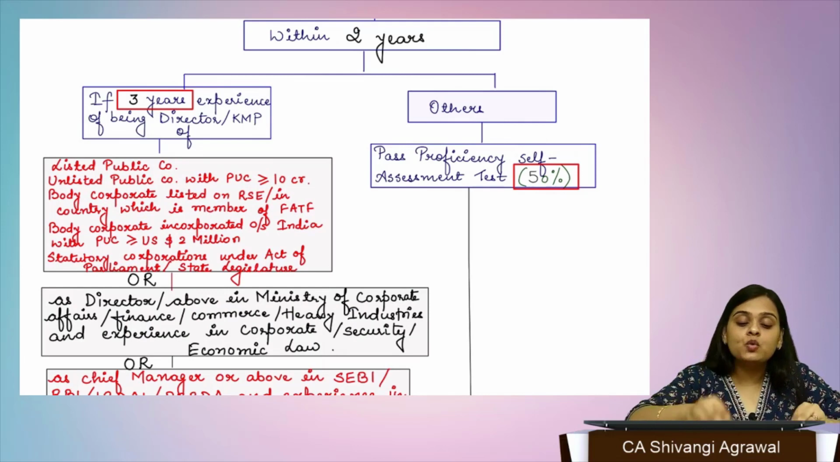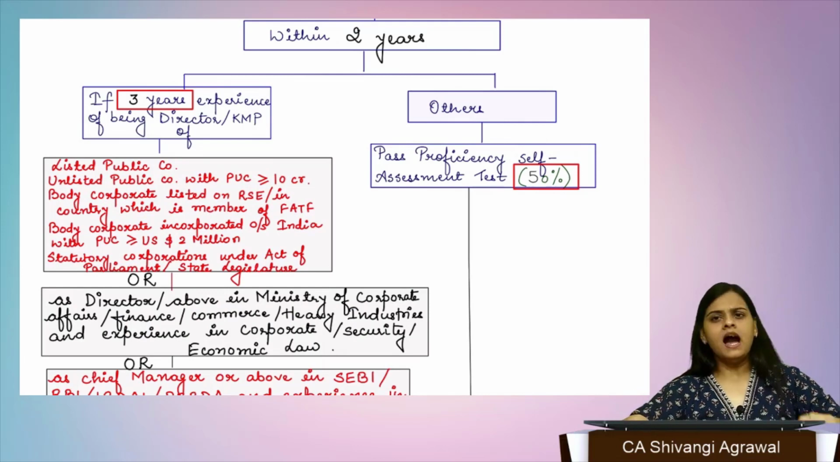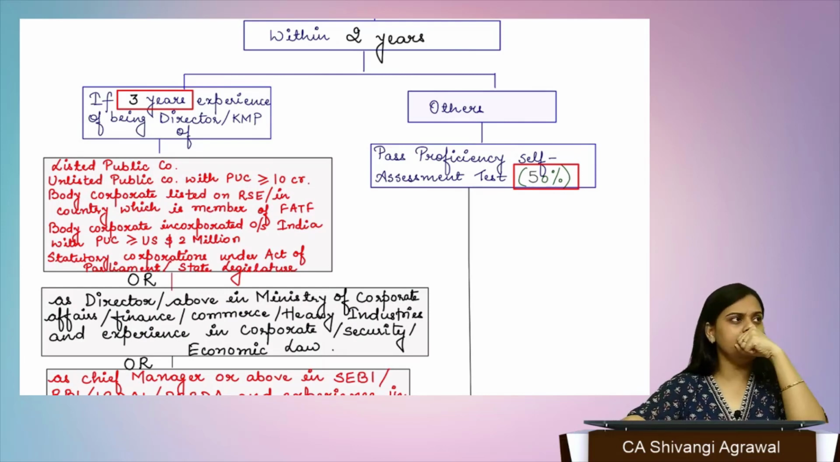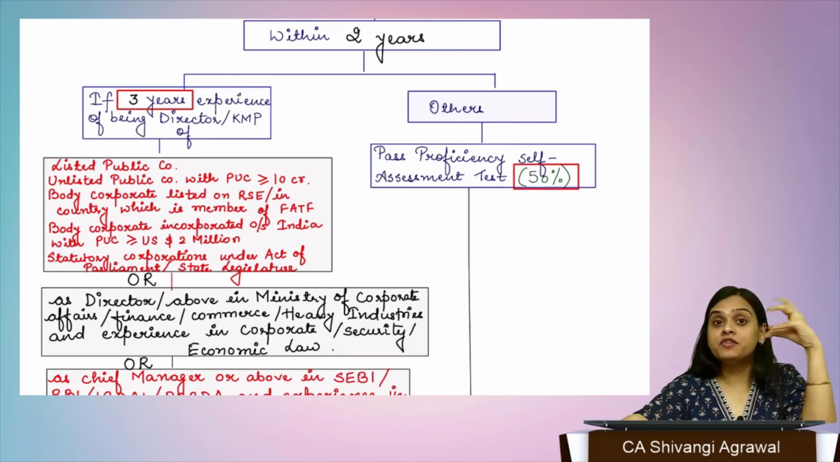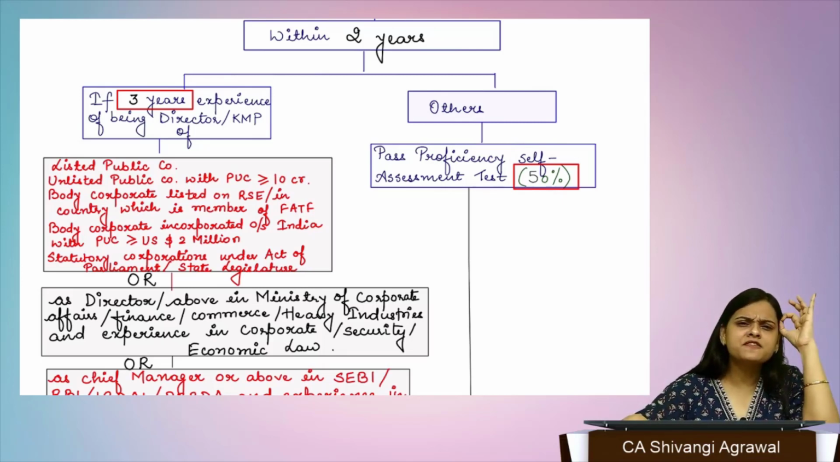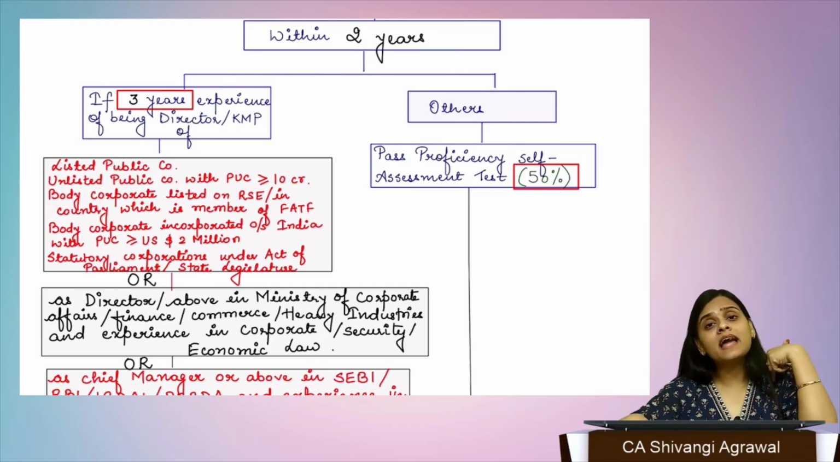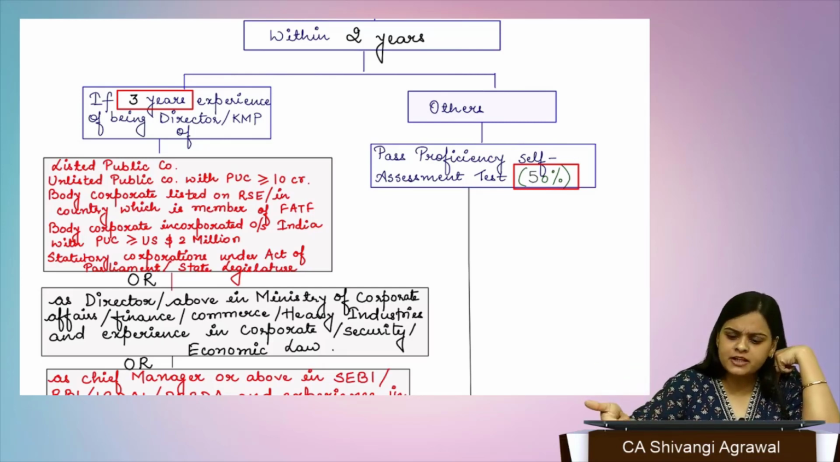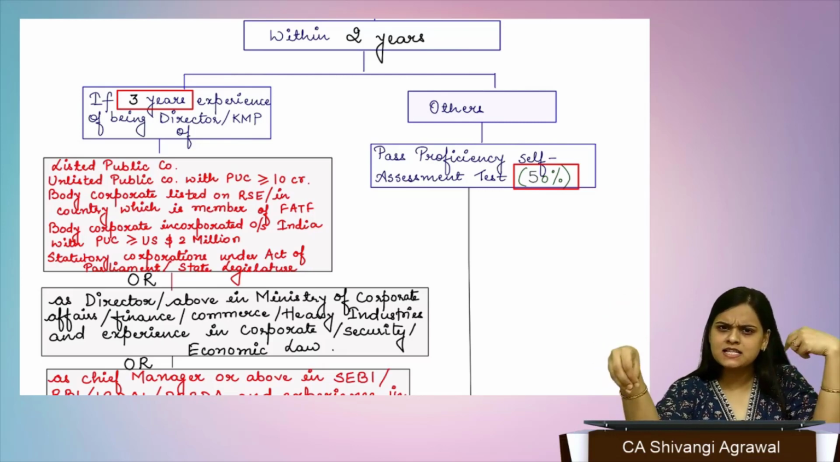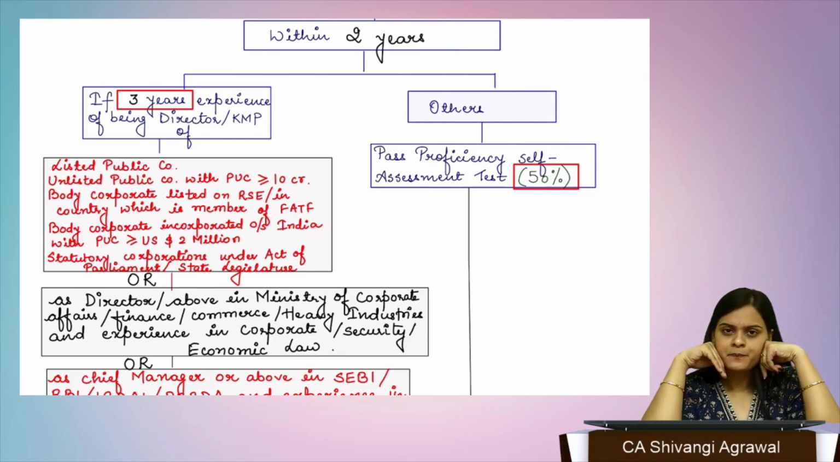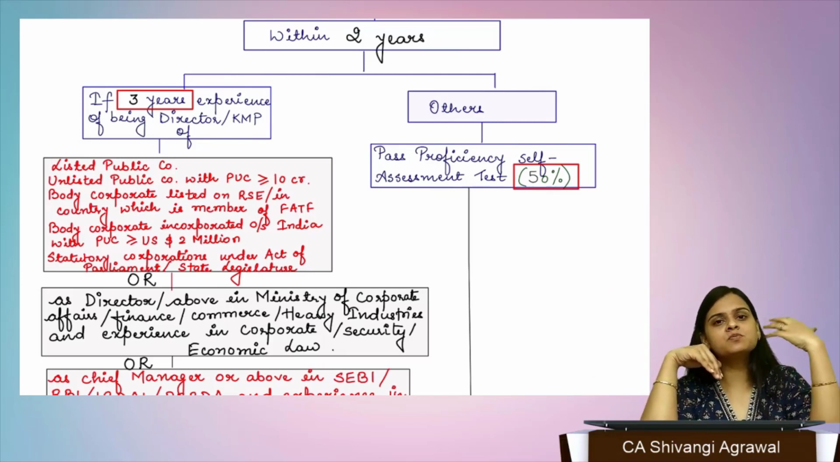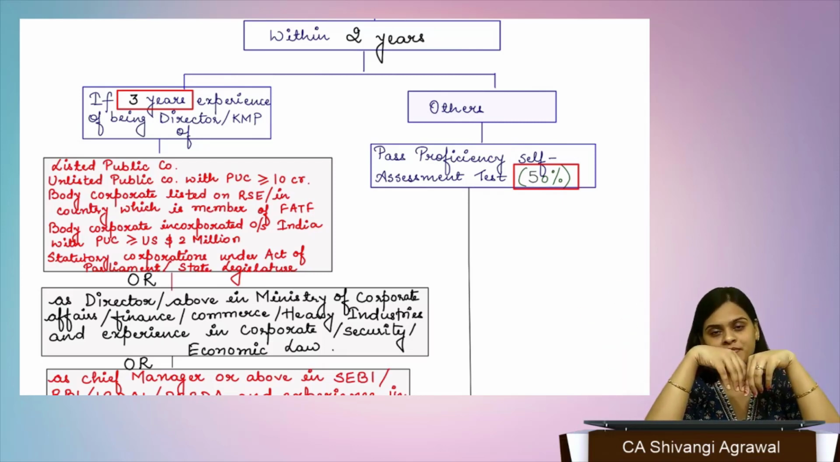earlier you get an exemption. I am already a director. Let's say, for example, I'm already a director in Reliance Industries from past 15 years, and now I am being told that I also need to pass a self-assessment test to check whether I'm eligible to be the independent director or not. Isn't it harsh on me? Of course it is. Experience is much more important than knowledge.